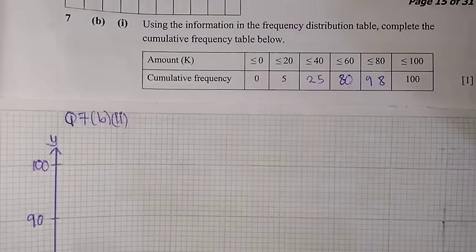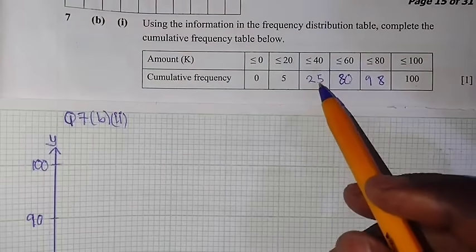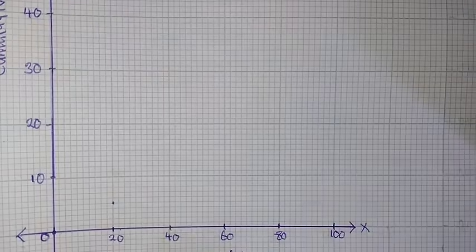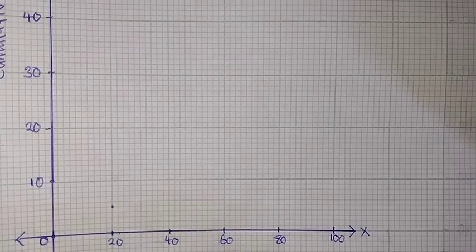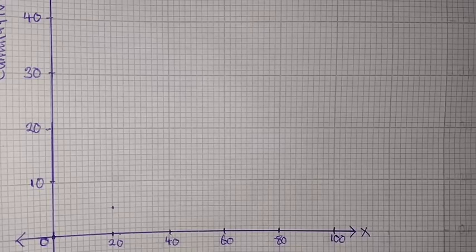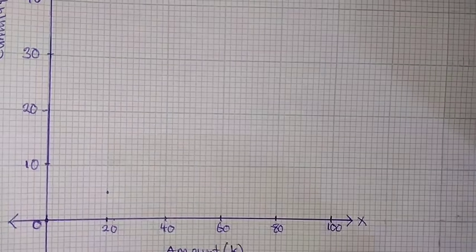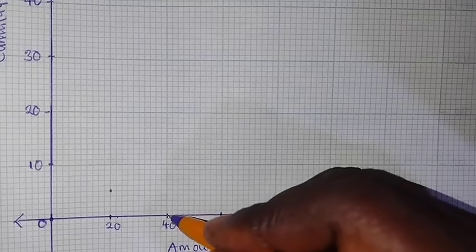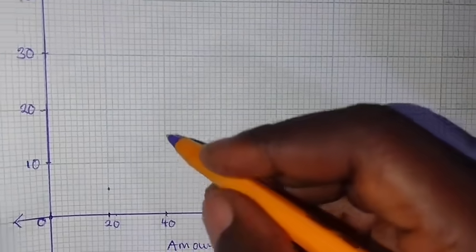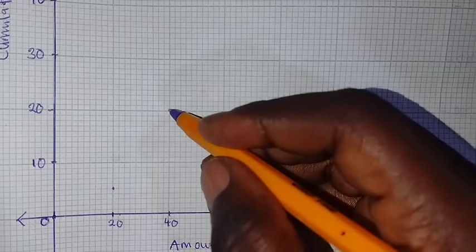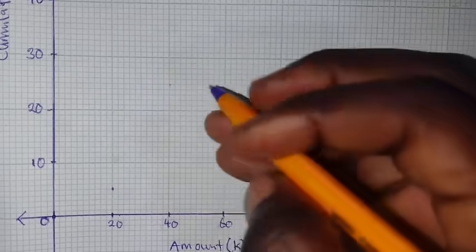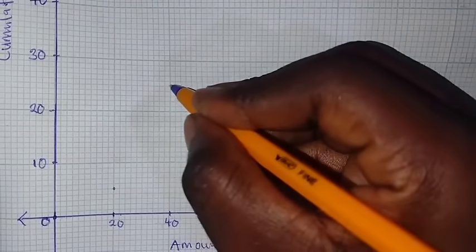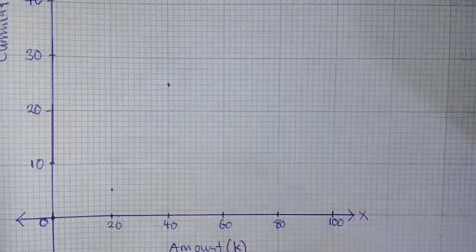We look at another point. We have 40, 25. So we go in the x-axis, we identify the 40. This is the 40. They are saying 25, so we need to identify 25 in the y-axis. The 40 is here. So this is 10, 20. It's 25, so you count 1, 2, 3, 4, 5. This is where you are going to put a dot, this dot here.